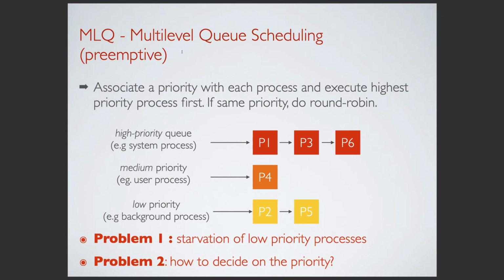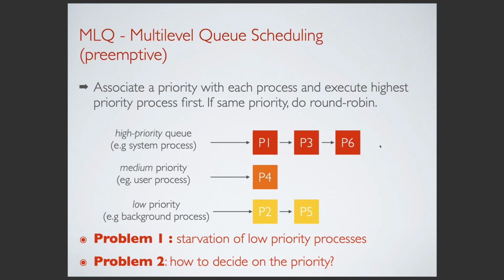The idea is the following. You're going to associate a priority with each process. So for example, you can say, I have processes with high priority, medium priority, and low priority. Imagine I have 3 levels here. I'm going to execute the ones that have highest priority. So here, for example, I'm going to execute either P1, P3, or P6. Which one am I going to execute?